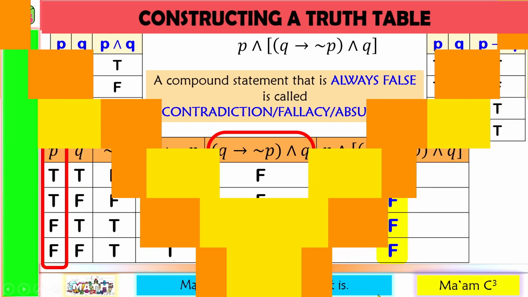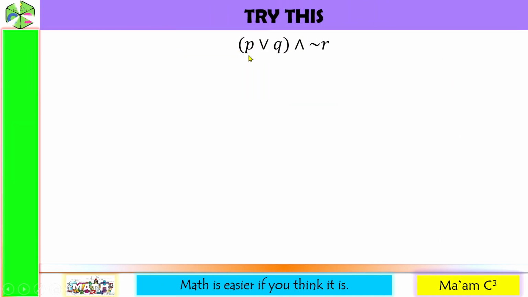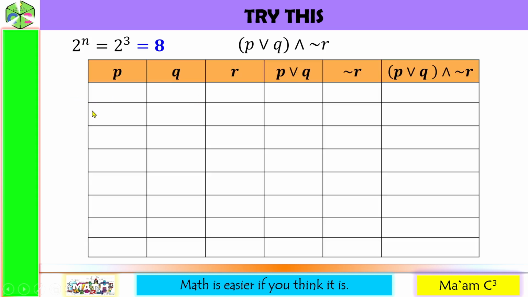Let's have another one. This time I have P or Q and not R. How many propositions do we have here? We have 1, 2, and 3. So our formula 2 to the n will be equal to 2 cubed, and that is 2 times 2 times 2, and that is equal to 8. So I'm going to create a table that has 8 rows. We have 1, 2, 3, 4, 5, 6, 7, 8. Now let me explain the columns here.